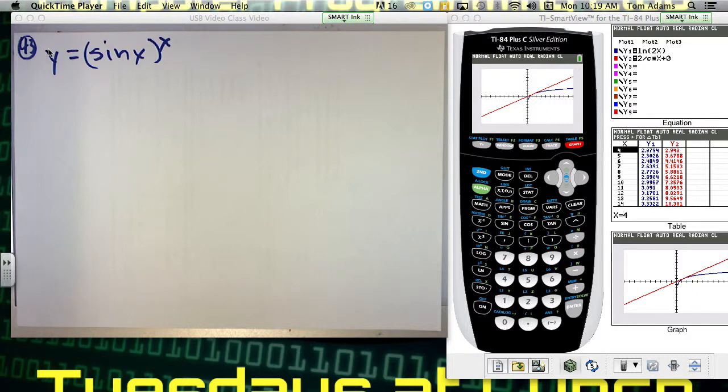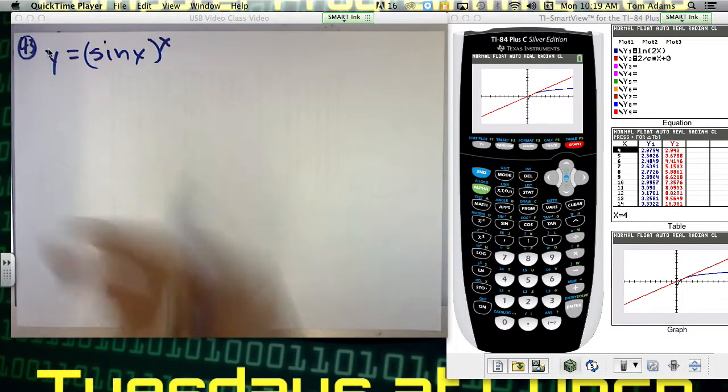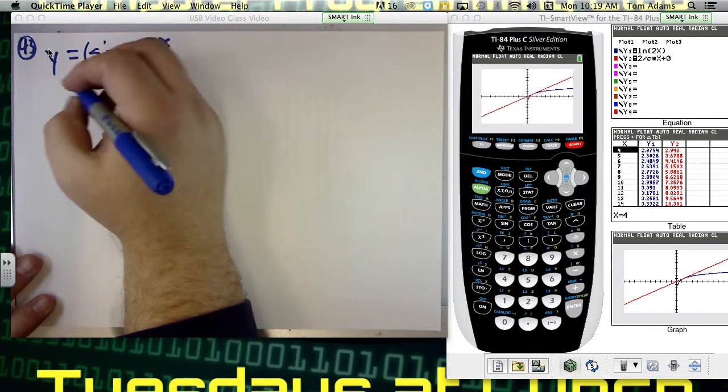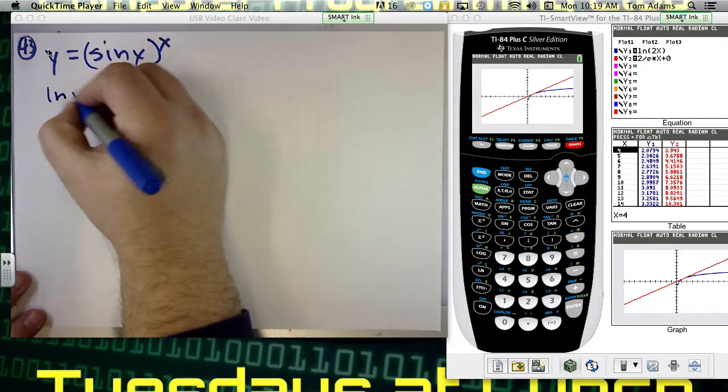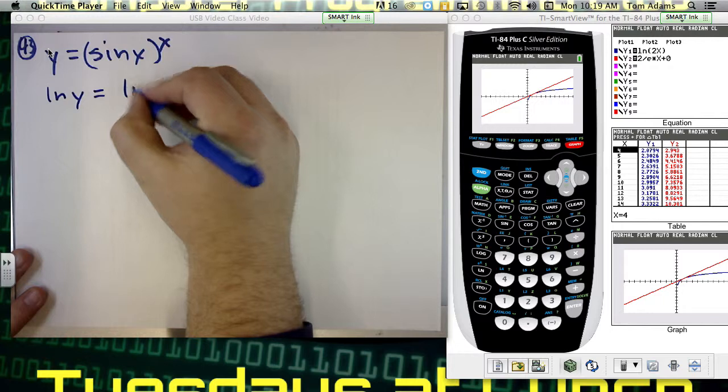If I treat it as an exponential, we say u to the x, where sine of x is u. Then we take the derivative of u, which would be cosine of x, and then we plug it into the formula. That's one way to get the answer. But since this section is on logs, what we're going to do is take the natural log of both sides, like this.